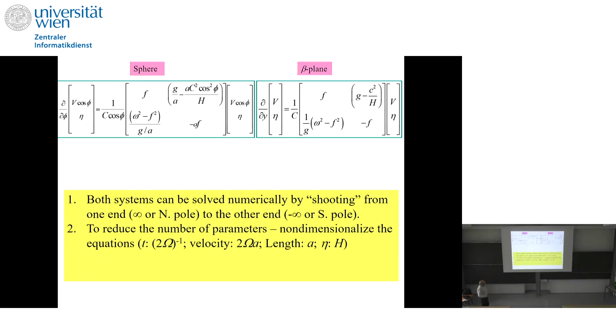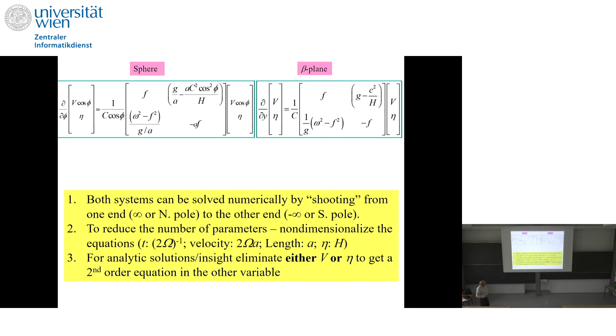Okay, so just to let you know, numerically they are entirely equivalent. There's absolutely no problem in solving one versus the other. And in order to reduce the number of parameters, we scale them, and we scale them here such that the radius of Earth is the length scale, 2 omega is the velocity scale, and length in these coordinates, x and y, are scaled on A, and eta is scaled on H, and t on 1 over 2 omega. I think we did the same thing before.